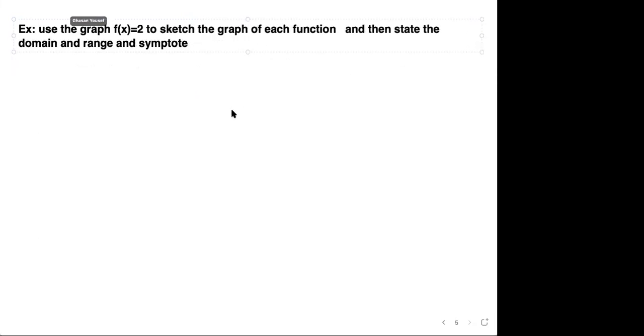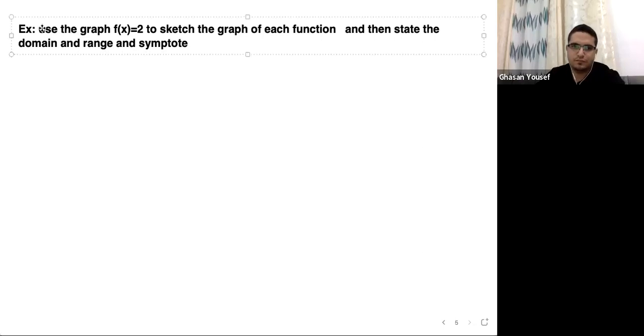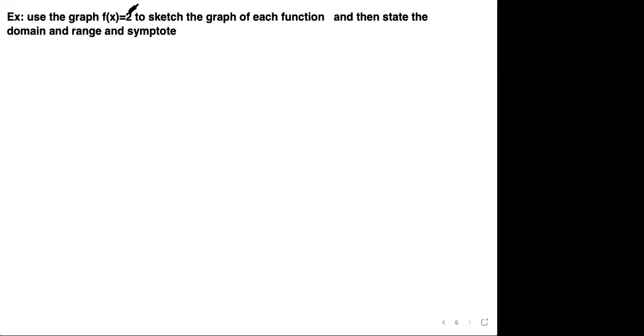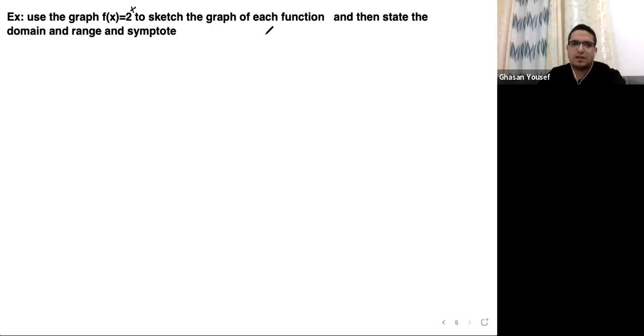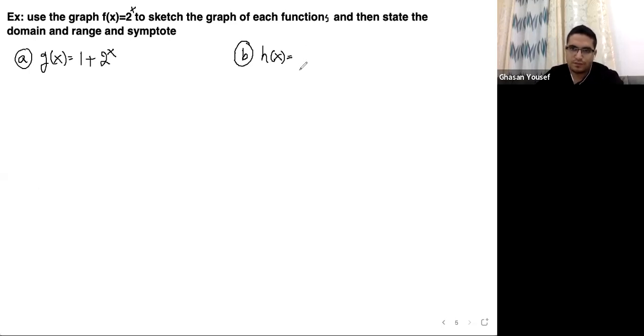Is it 2 to the x or just 2? 2 to the x. So the function is f of x equal 2 to the x. To sketch the graph of each of the functions below, and then state. So the first one is g of x equal 1 plus 2 to the power x. The second one, b, is h of x equal minus 2 to the power x, and c is d of x equal 2 to the minus x.